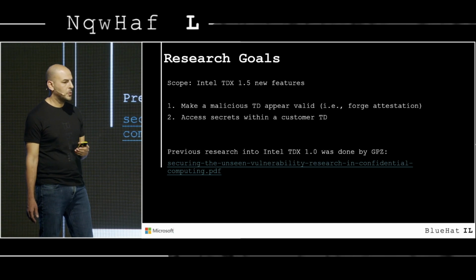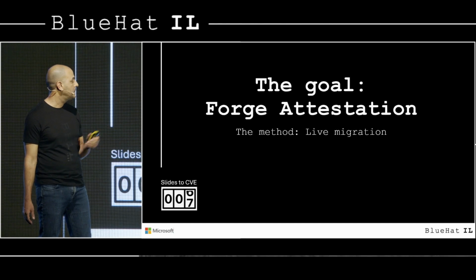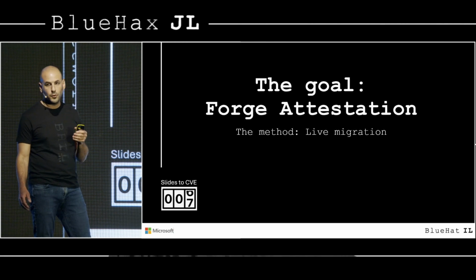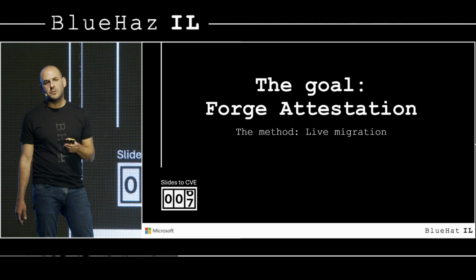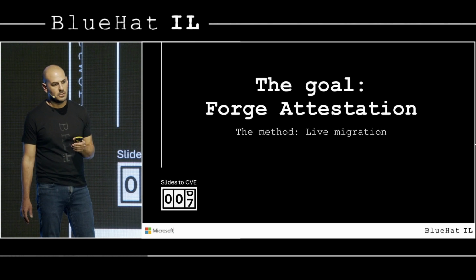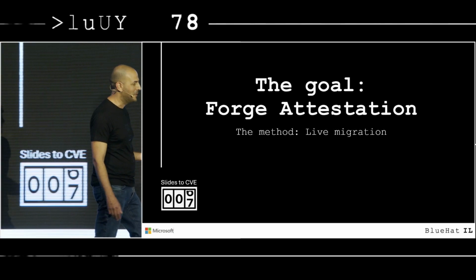Okay, so we know what we want to do. Let's start doing that. The first goal is forging attestation, and the method we're going to do it is through a new feature, which is live migration. And Ben will take it from here. Thank you.